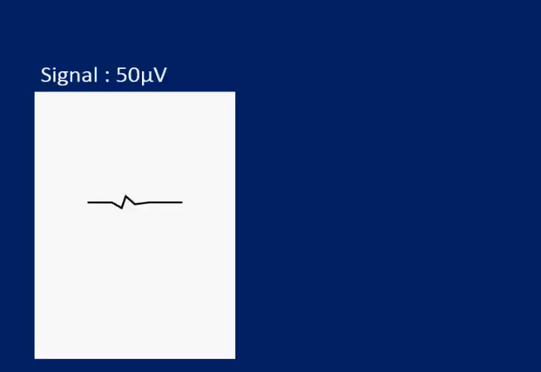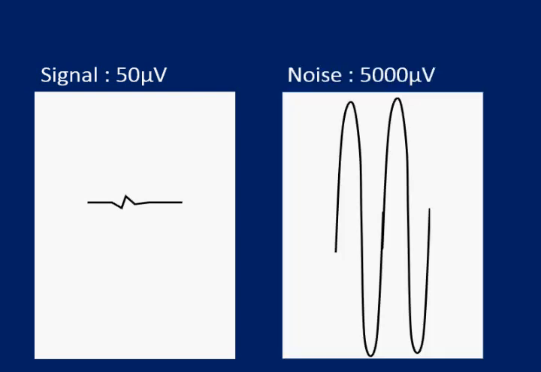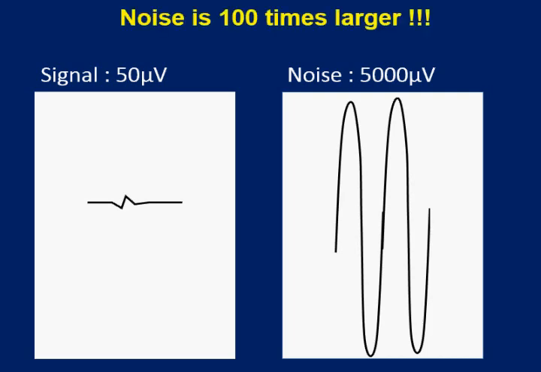Now consider the same fibrillation potential in an ambient electromagnetic radiation that generates a 5000 microvolt noise. The noise is 100 times larger than the fibrillation. How can we record the fibrillation in presence of such noise?